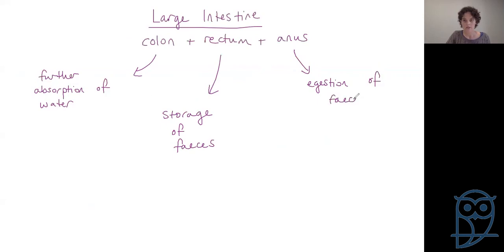egestion of feces. So again, we have just another fancy word. Remember, we had at the very beginning, we had ingestion through the mouth. We have egestion through the anus, and that is then the loss of the undigested food as waste. Okay, so anything that wasn't digested, anything that wasn't absorbed is lost from the body. Okay, and that is, in perfect timing, your full alimentary canal.